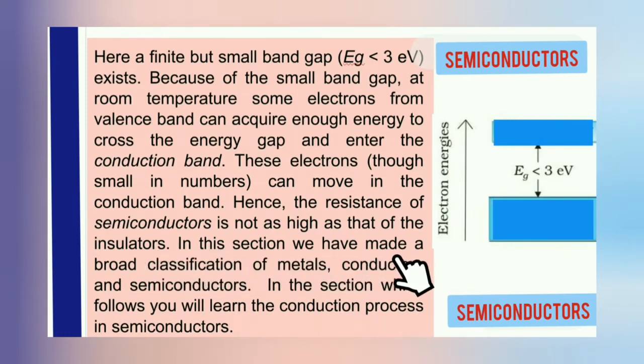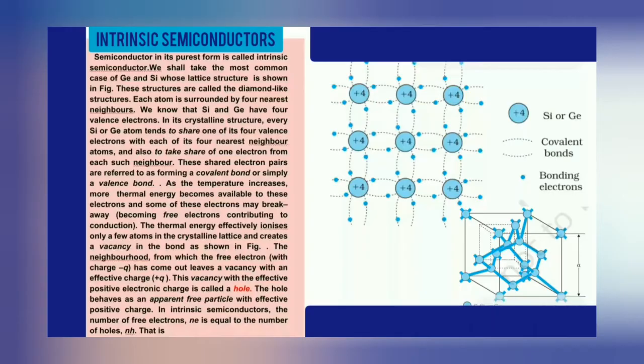In this section, we have made a broad classification of metals, conductors and semiconductors on the basis of the energy band diagram. So we have seen that in the case of conductors, the energy gap is 0, in the case of insulators, it is greater than 3 electron volt, and in the case of semiconductors, it is less than 3 electron volt. Next, we are going to discuss intrinsic semiconductors.